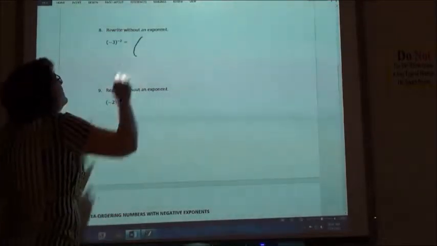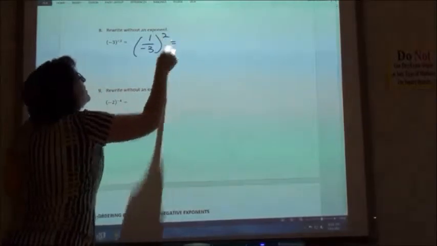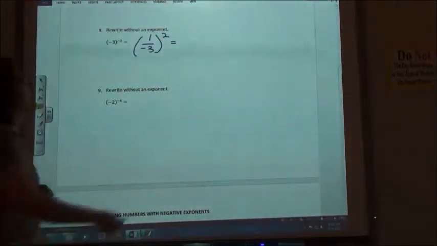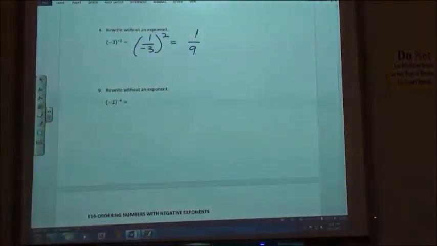So number 8, if I want to do -3 to the -2 power. Again, my exponent is negative. I'm going to do the reciprocal of -3, which would be 1 over -3, and then I'm going to square that. If I square that, I'm going to get positive 9. 1 over 9, right? Still the 1 on the top, 9 on the bottom, so 1/9 is what my answer would be.